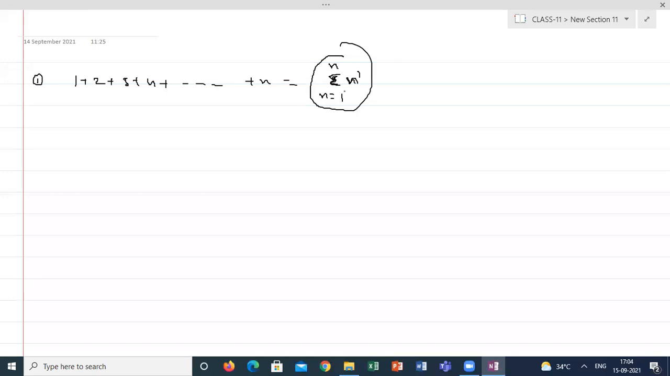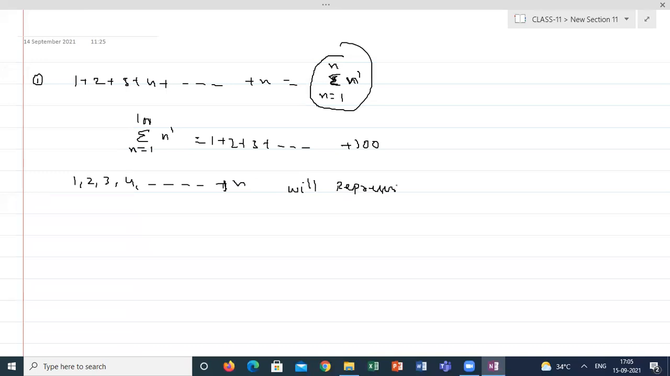Suppose n is equal to 1 to 10, it means you are going to add 1 to 10. If I'm asking you to write the sum of numbers from 1 to 100, it is sigma n power 1, where n is equal to 1 to 100. This will give 1 plus 2 plus 3 and so on up to 100. So this is a very simple pattern. Why? 1, 2, 3, 4 and so on up to n will represent numbers in AP.